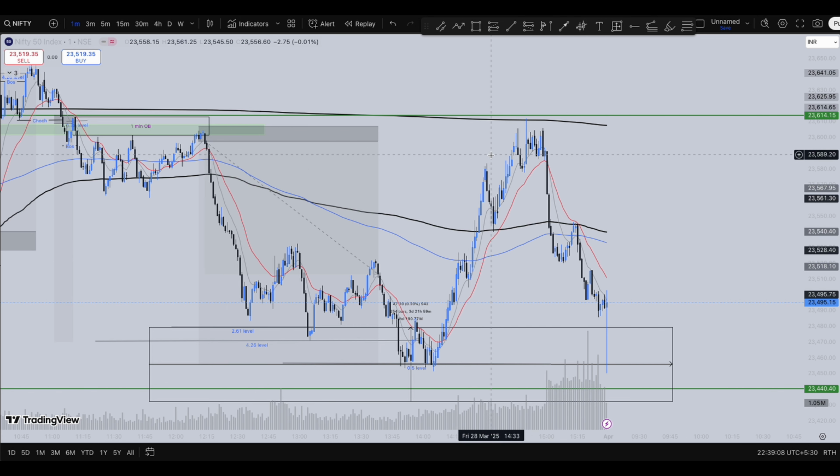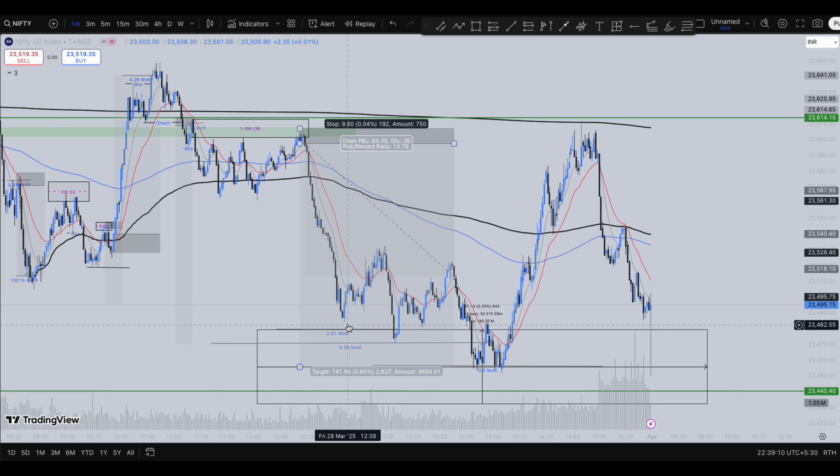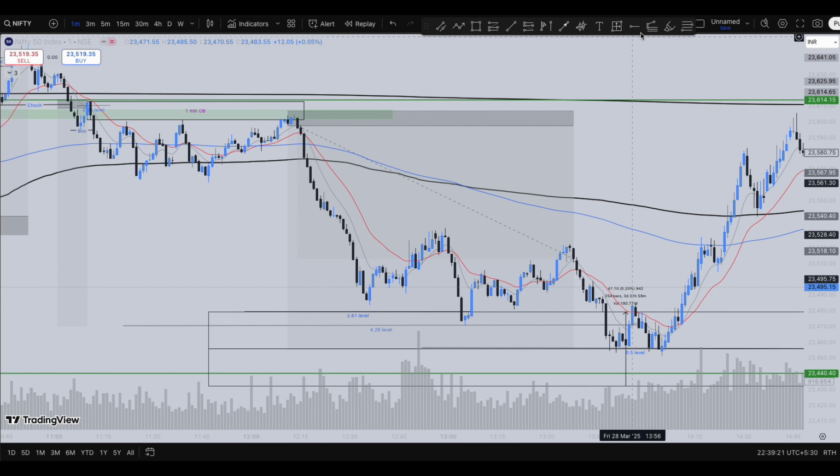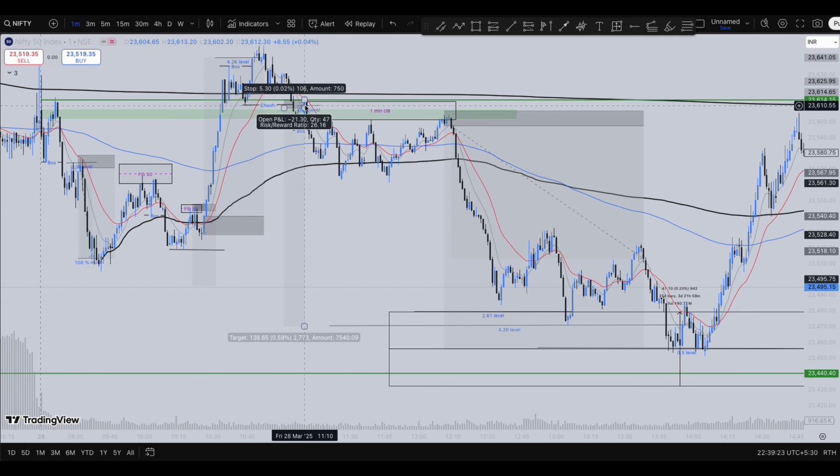This is where you could have targeted, or you could have exited after seeing this kind of huge bullish engulfing pattern over here, or the market crossing this 21 moving average, or if you consider this swing momentum now, guys, this is another trade where you could have taken.